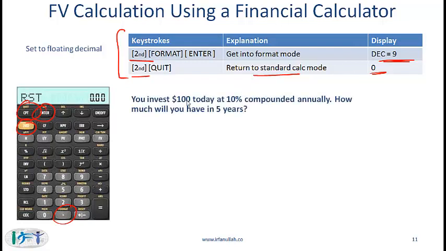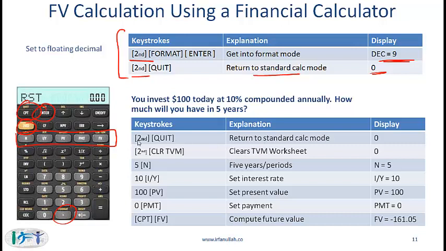Let's work through this problem now. You invest $100 today at 10% compounded annually. How much will you have in 5 years? You have learned how to do this using the formula, but now we'll see how to solve this problem using the calculator. And we are going to use this set of functions, which represents the time value of money functions on the calculator.